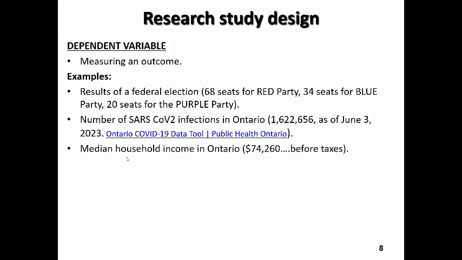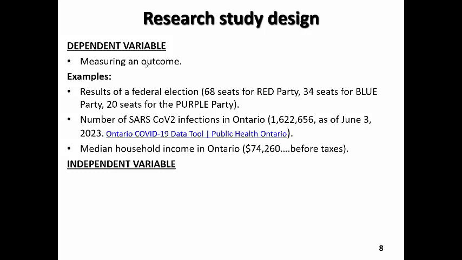Another example here is the median household income in Ontario. So once again here, based upon our question, what is the final number? What is the number we're going after here? It's the $74,260. That is the outcome measurement.